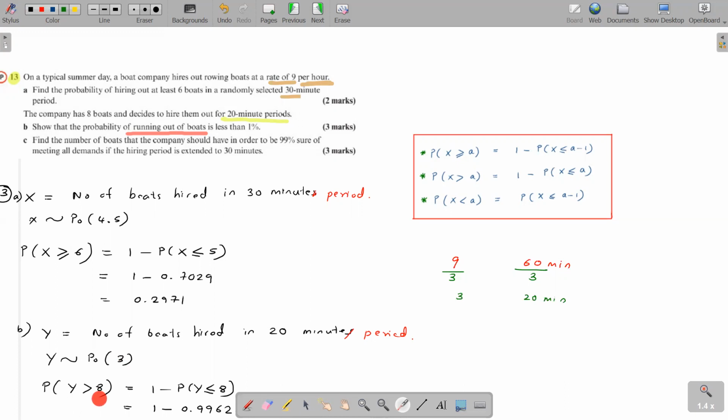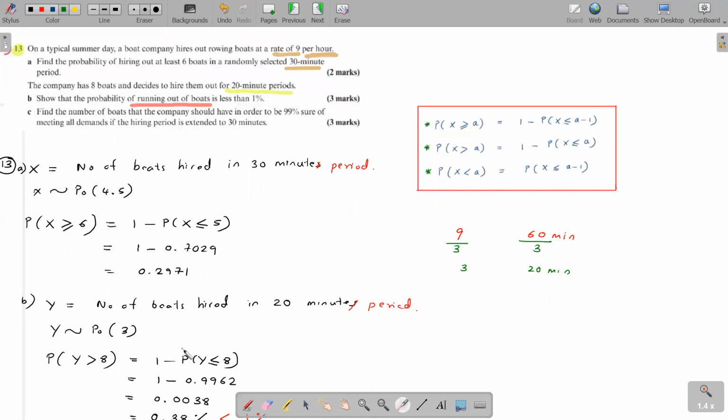Okay, so running out of boats is if I have more than 8 requests. More than 8 boats needing to be hired in a 20-minute period means I am running out of boats. That's the probability I have to find. So let's find the probability y greater than 8, which is 1 minus the probability y less than or equal to 8. So how do you get y less than or equal to 8? Lambda value 3, x value 8. You can get it from the Poisson cumulative distribution function table.